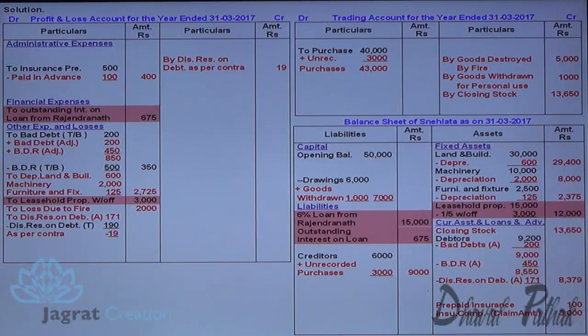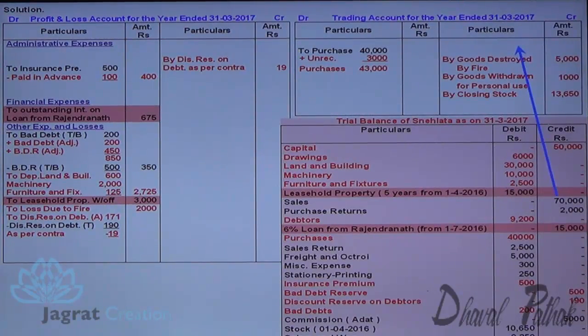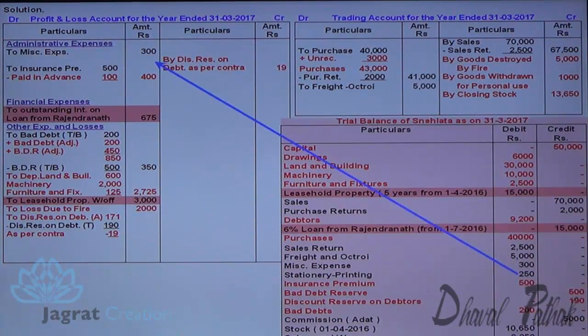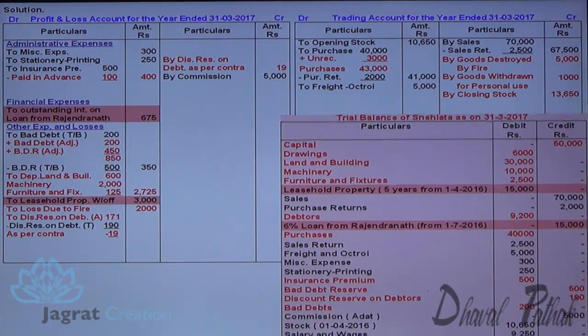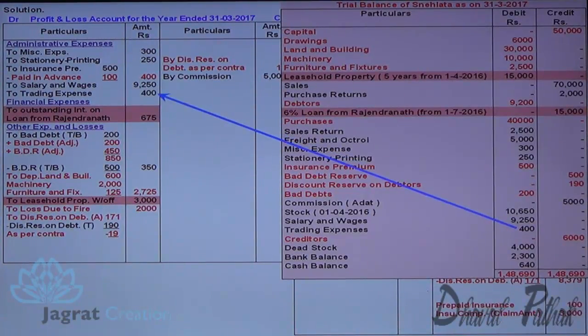Now I want to consider other details from trial balance. Red color and these hidden adjustments are already recorded. Sales, trading account credit, purchase return deducted from purchases, sales return deducted from sales, freight and octroi debited to trading account, miscellaneous expenses debited to profit and loss account, stationery and printing debited to profit and loss account, commission income credited to profit and loss account, opening stock debited to trading account, salaries and wages debited to profit and loss account, trading expenses debited to profit and loss account, closing stock asset balance sheet asset side, bank balance and cash balance appears on the balance sheet asset side.